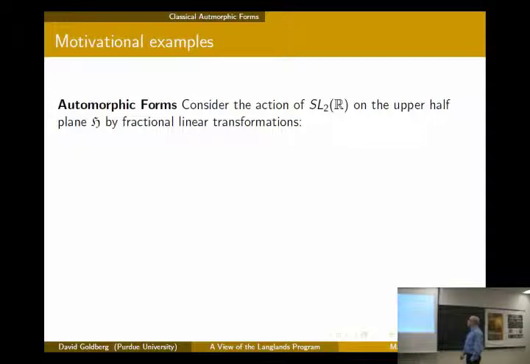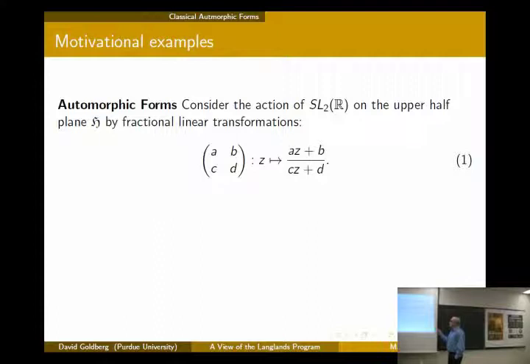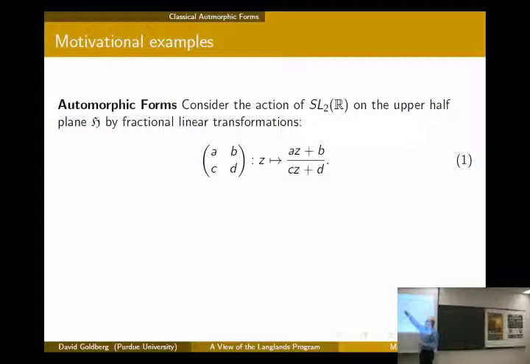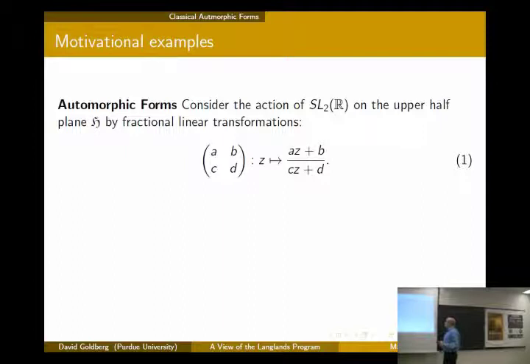So let me go back to this idea of what's an automorphic form. So you have the upper half plane in the complex numbers, and well understood, one of the things we learn in complex analysis is how the unimodular group, if you will, SL2R, acts very nicely on the upper half plane by fractional linear transformations, and this underlies a lot of interesting complex analysis, like conformal mapping and things like that.